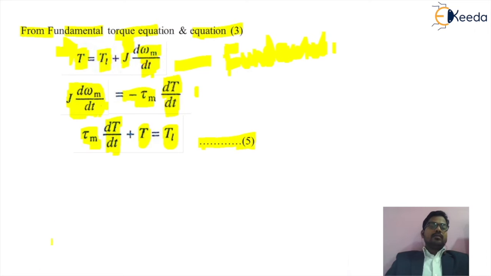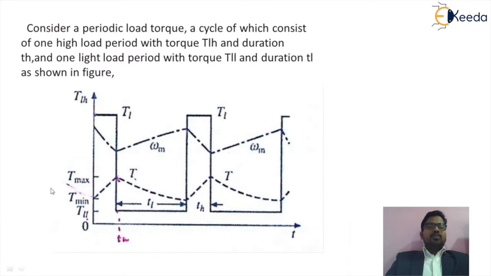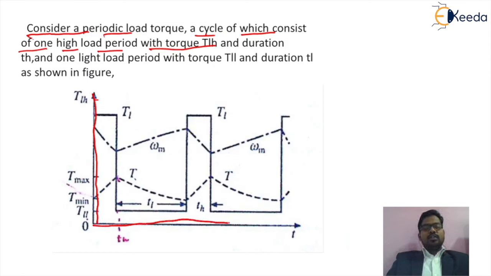Okay, so now we can move towards the next equation. For understanding the next equation, we want to understand a very simple concept of load equalization. Consider a periodic load curve, a cycle of which consists of one high load period with torque TLH. First of all, we have the load torque characteristics with respect to time t. So this will be the characteristics of the torque with respect to time.